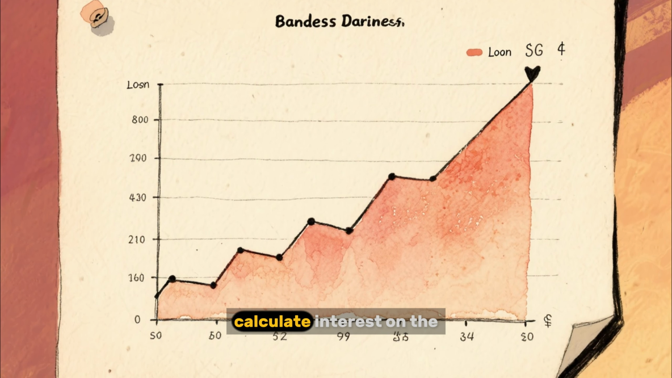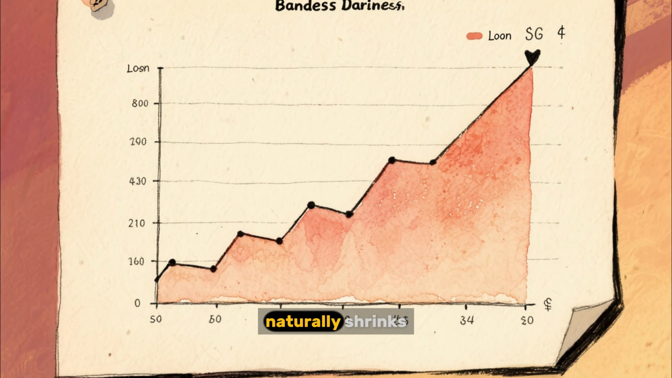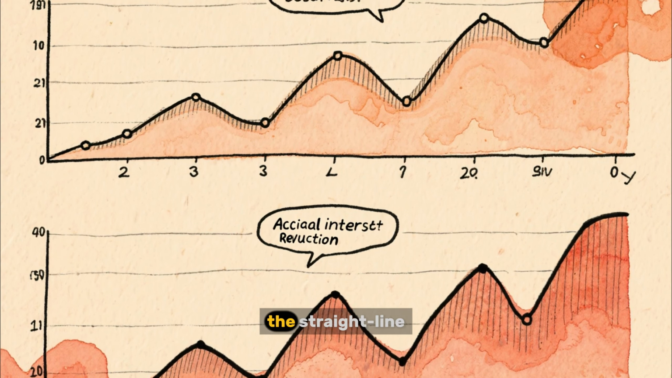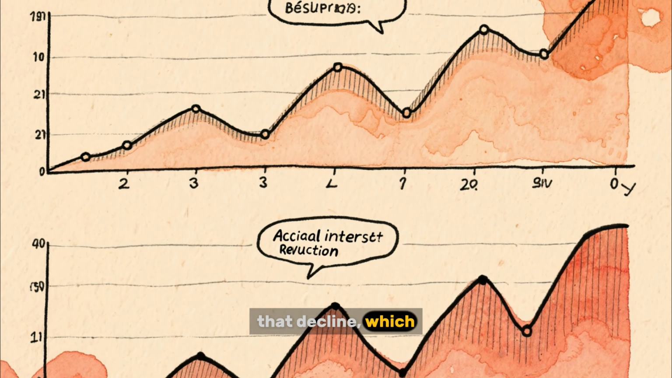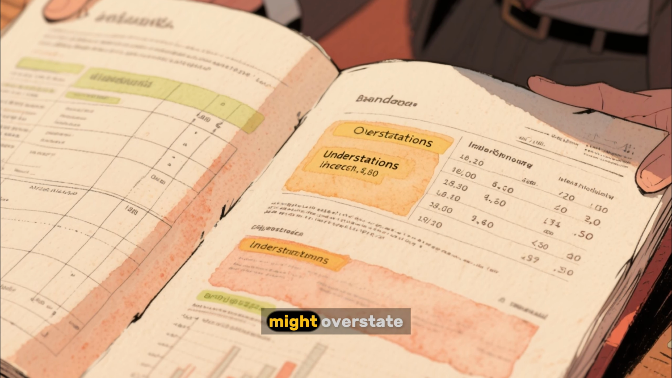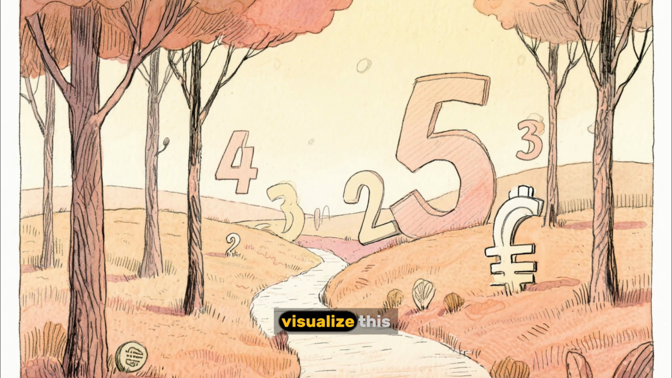Real-world loans usually calculate interest on the declining principal balance, meaning the interest portion naturally shrinks over time as you repay what you owe. By spreading interest evenly, the straight line approach ignores that decline, which makes it slightly less accurate. In financial reporting terms, that means you might overstate interest early on and understate it later. Let's extend our example to visualize this.